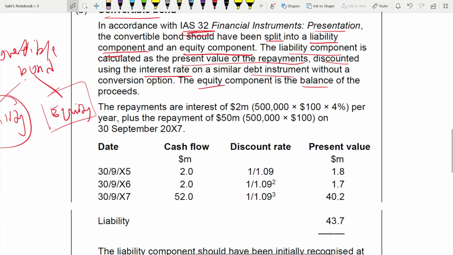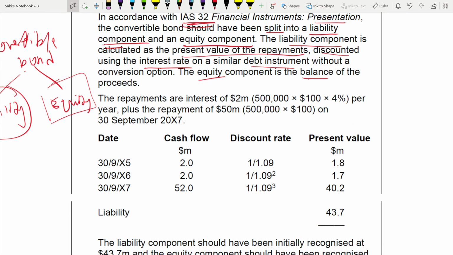So now, how much is the repayment? You have to know that. The interest, plus the amount of the repayment, the principal amount, right? When you're taking a bond, what you have to pay? Interest and the repayment, the principal amount. So find the interest. 500,000 into $100 because each is $100. So 500,000 bonds will be into 100 to find the total amount, into 4%.